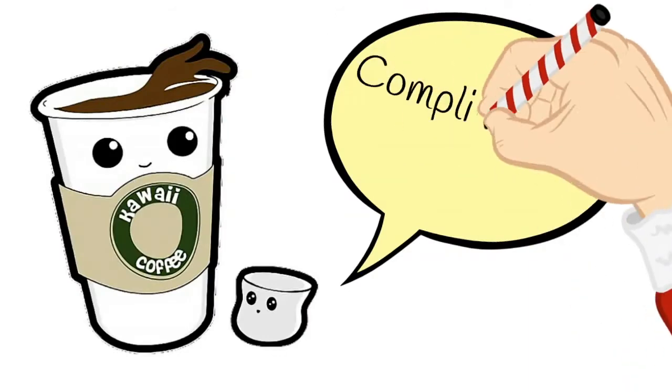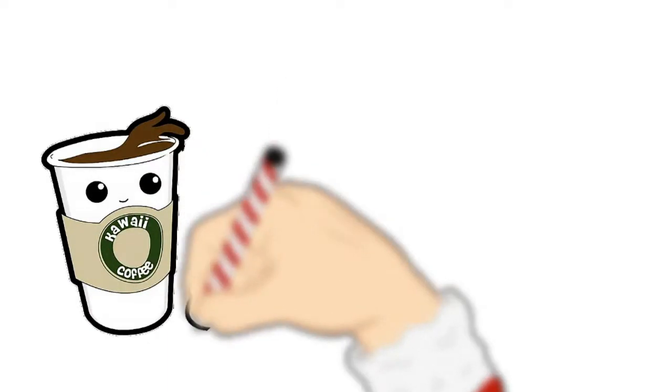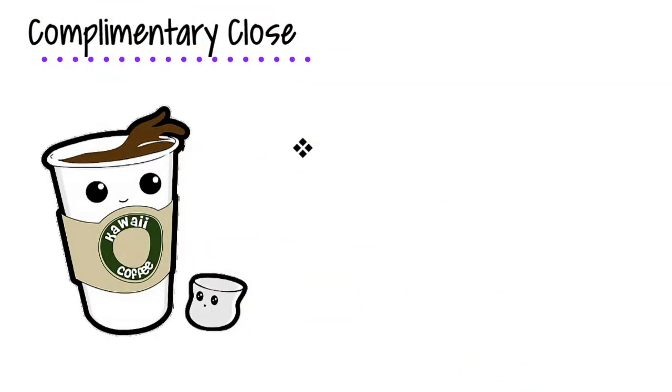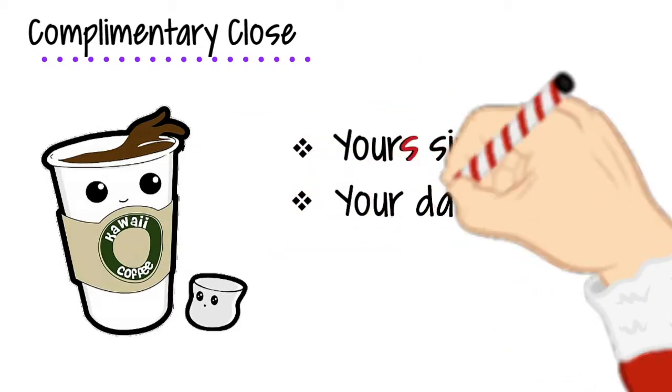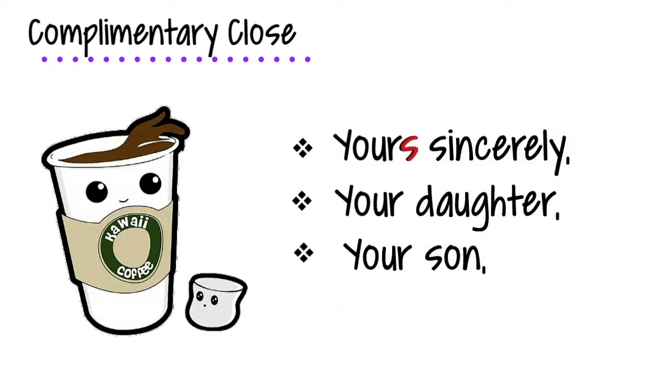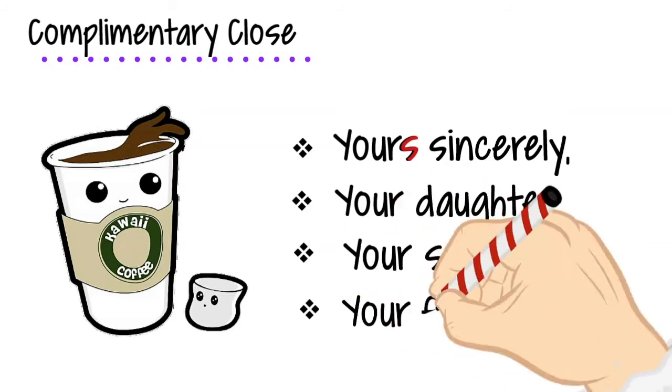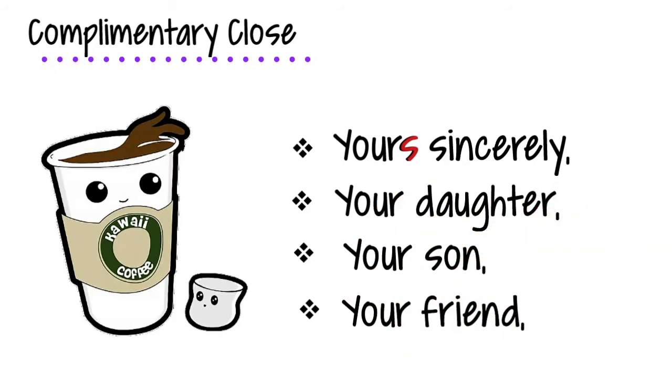On to the next segment, complementary clause. There are a lot of ways of writing your complementary clause. For instance, yours sincerely. Don't forget to add S behind your in yours sincerely. You can write your daughter or your son if you're writing to your parents. If you're writing to your friend, you can just write your friend. Don't forget to put a comma after the word sincerely, daughter, son, and friend.